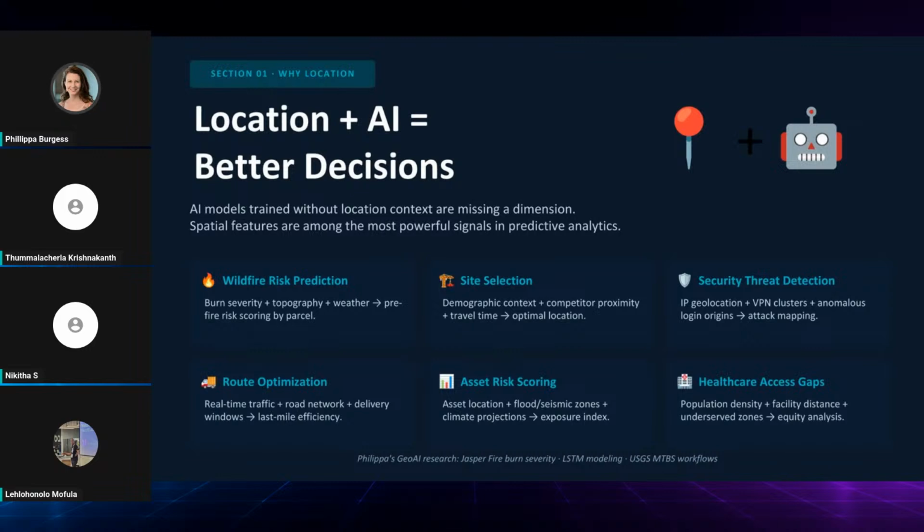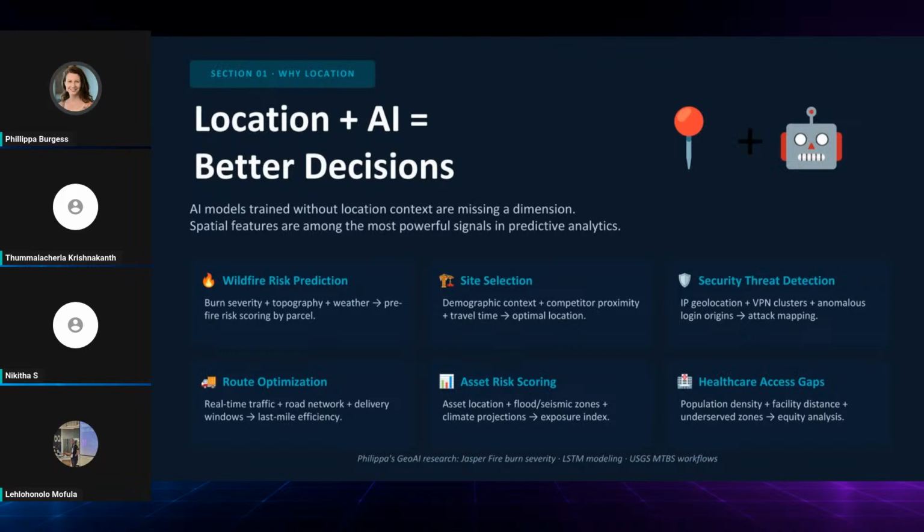Route optimization: real-time traffic, road network, delivery windows. So how do you create last mile efficiency? Asset risk scoring. So your asset location, flood or seismic zones, climate projections, what is your exposure index? And then healthcare access gaps. So population density, facility distance, underserved zones can create an equity analysis. So there are just so many applications to this.